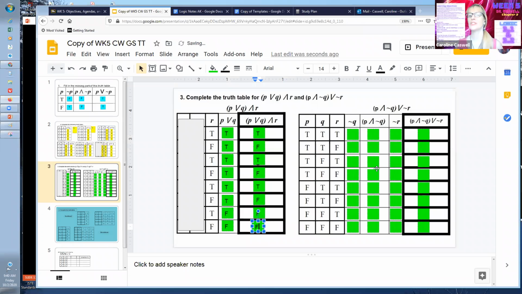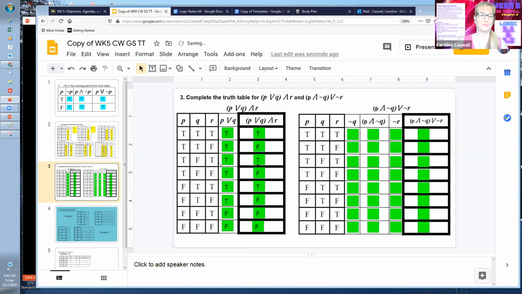Now I want you to try the next one on your own, and I'll wait, and then we'll go over it. So the first thing you need to do is do not Q. It's telling you exactly what to do. Then you're going to do the and of P and not Q. Then you're going to do not R. Then you're going to do the or. See what you get when you do that. And we'll go over this in just a moment.